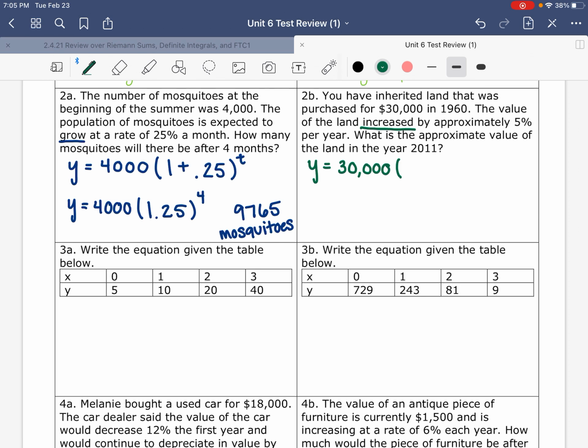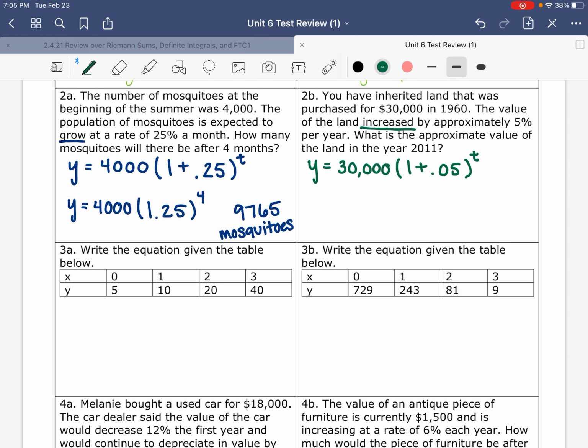And since it says increase, this is going to be another growth problem. So we're going to have 1 plus. But then I have to write 5% as a decimal, which would be 0.05. Make sure you don't write 0.5 because that would be 50%. And then to the power of t.